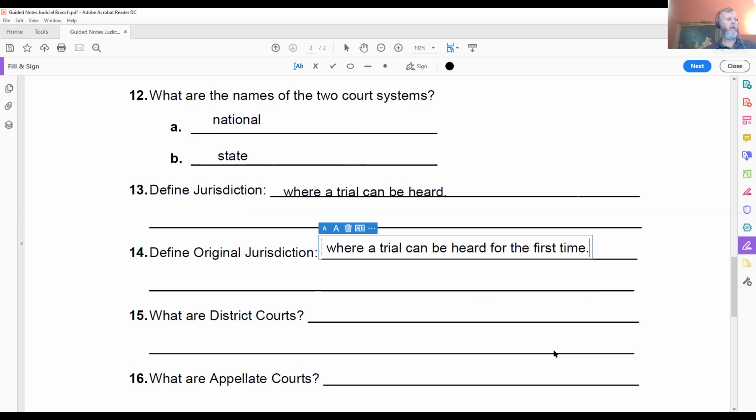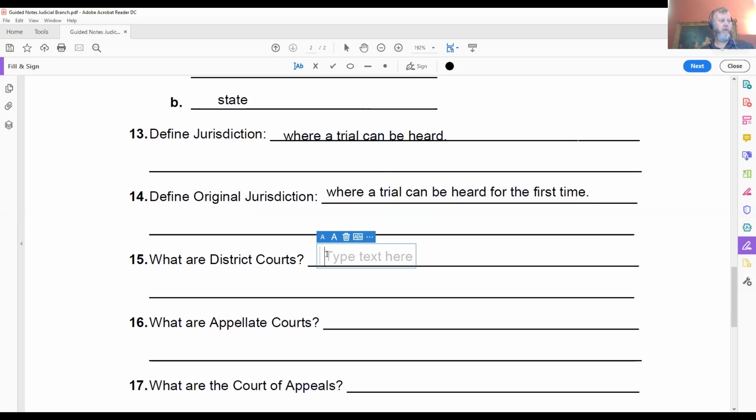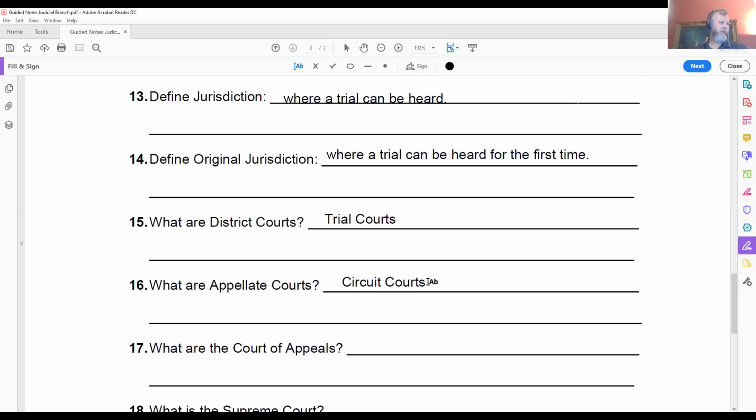All right, now, what are district courts? Well, we've learned those are the trial courts. Those are the first time a case is heard. What are the appellate courts? Well, we said those are the circuit courts. All right, the circuit courts. And actually, I take this back. We'll take this one and we'll put it here for number 17. What are the Court of Appeals? They are the circuit courts. What are appellate courts?